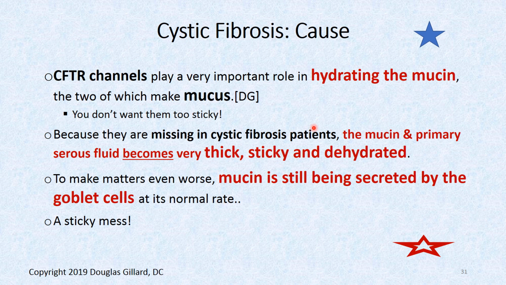And then again, CFTR channels are super important for hydrating the mucin, making a normal kind of watery mucus. Without CFTR channels, the mucus is super, super sticky, thick, dehydrated. It's just a mess. And therefore, your mucus escalator is basically screwed up.